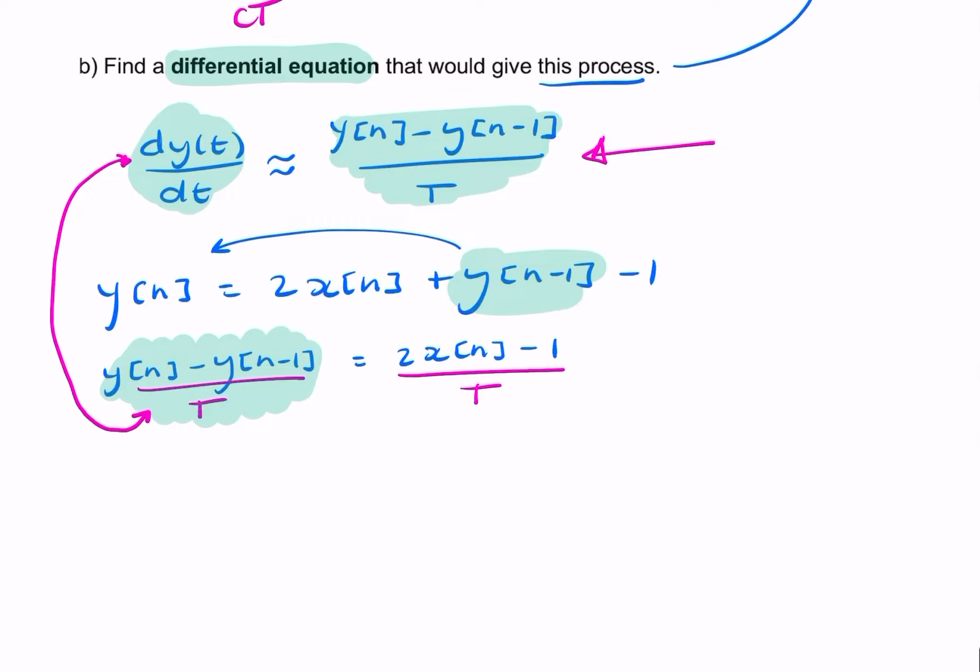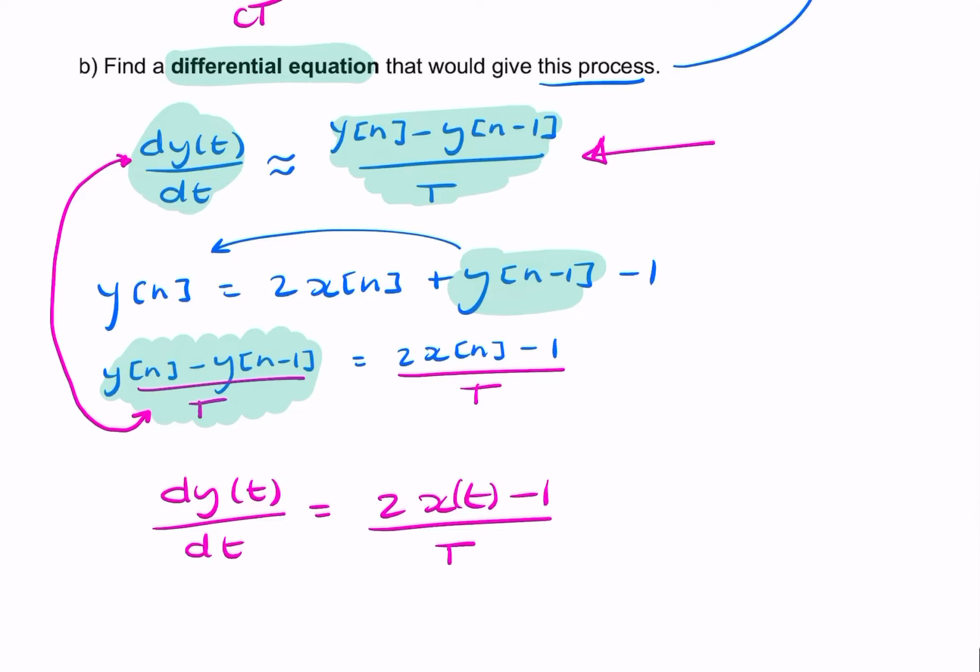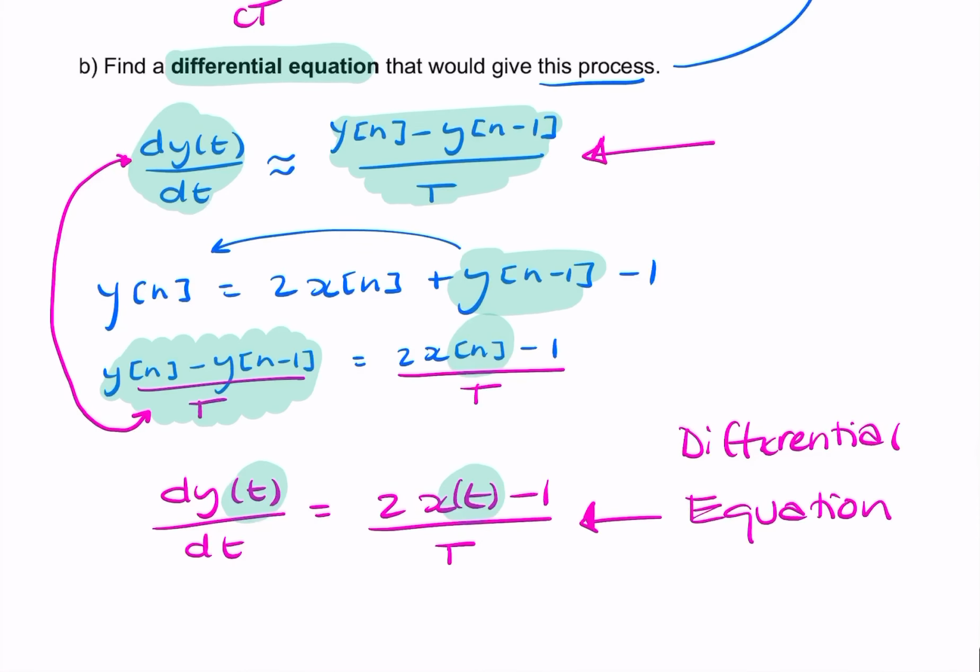So you can say dy by dt equals 2x of t minus 1 over T. So you notice everything now, instead of being discrete, is continuous. So this is an approximation, but it's what we call our differential equation, because we have a continuous time first derivative there. Differential equation. So that's our final answer.